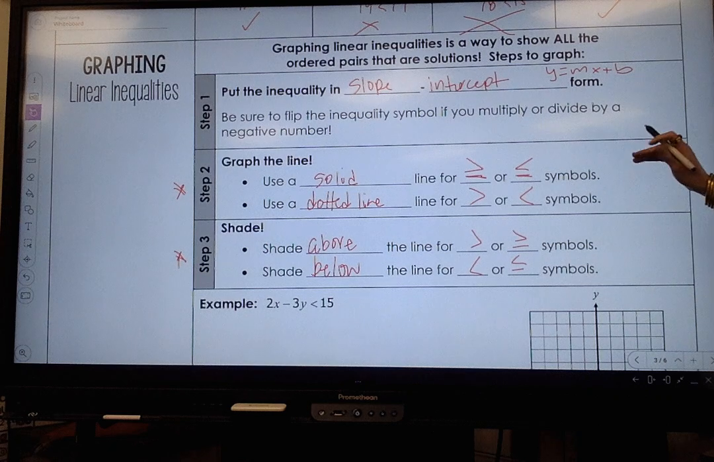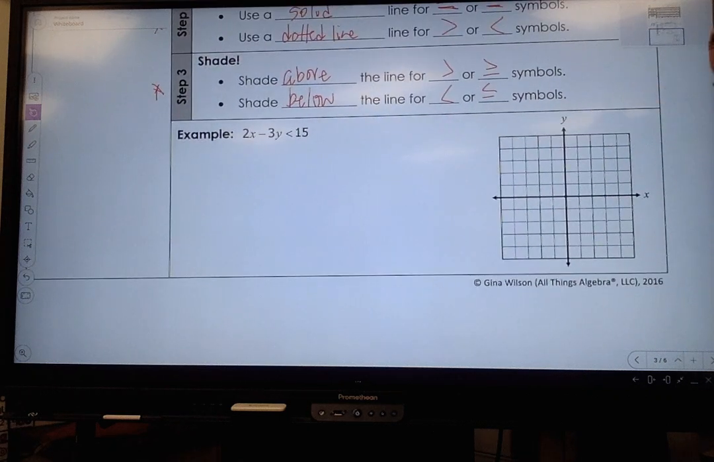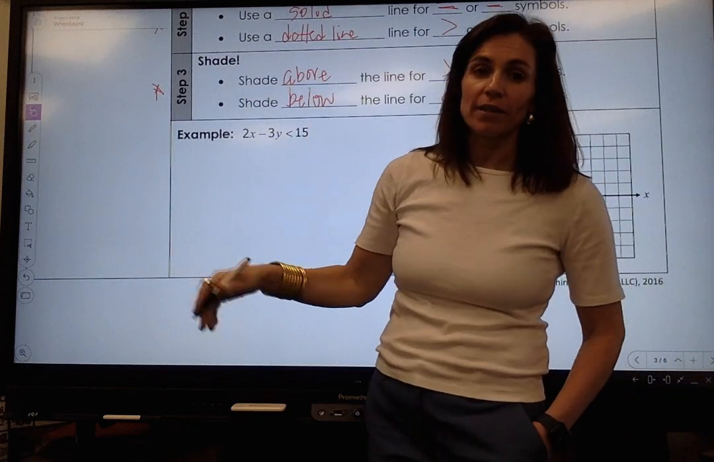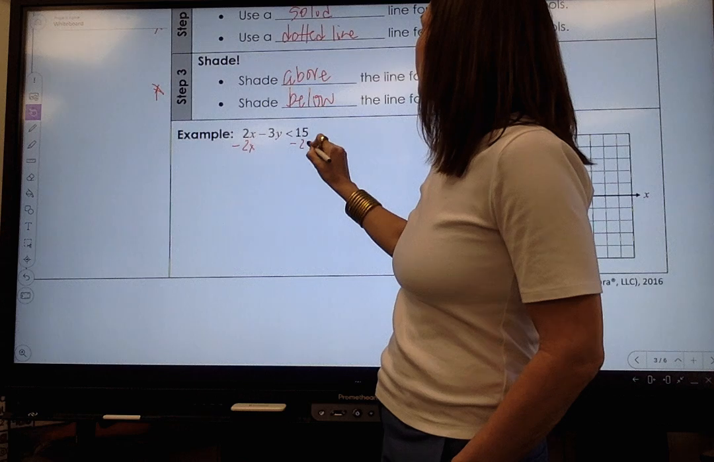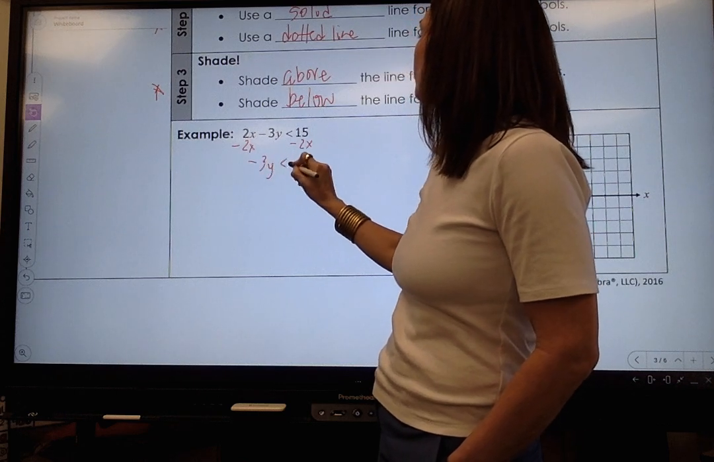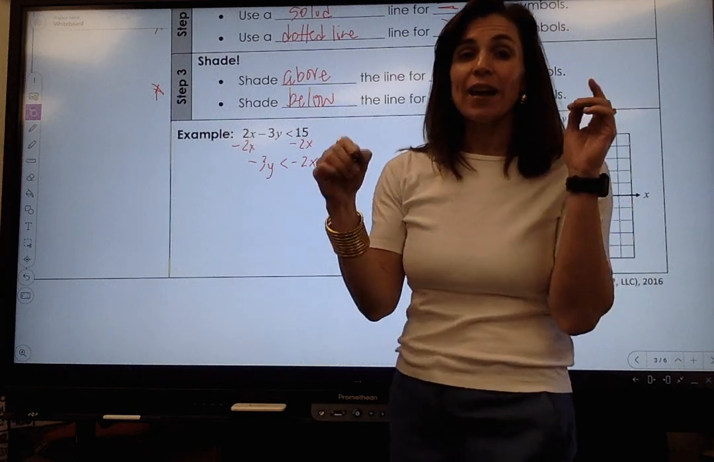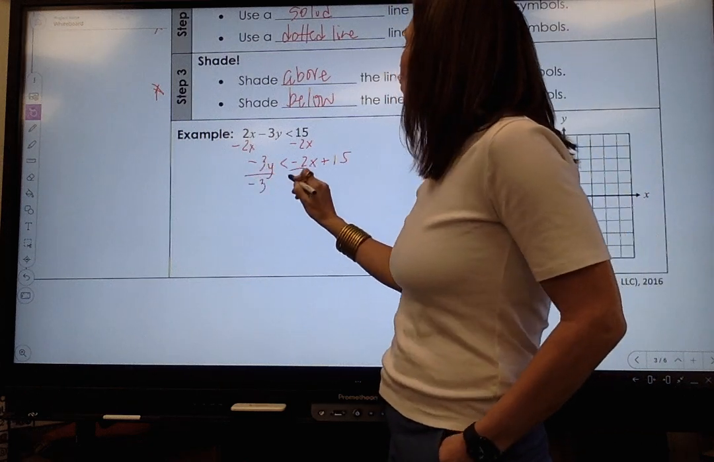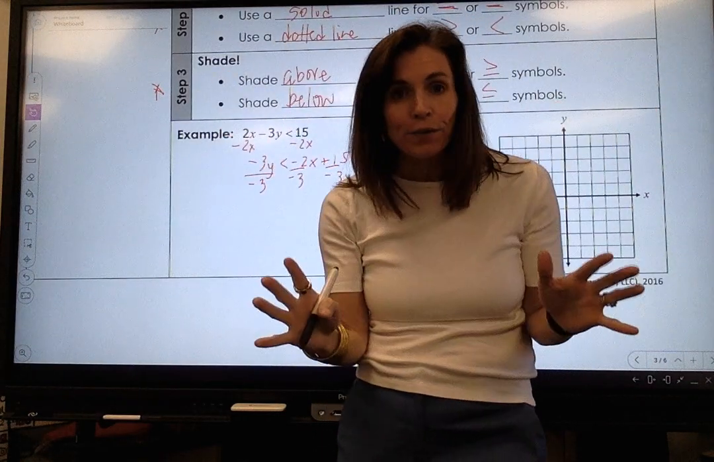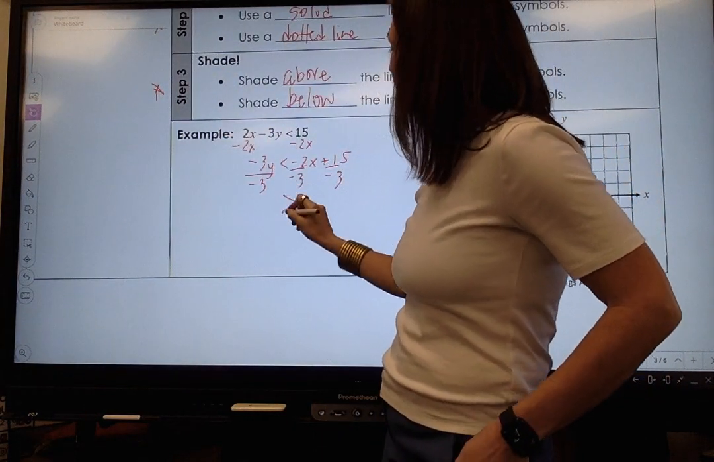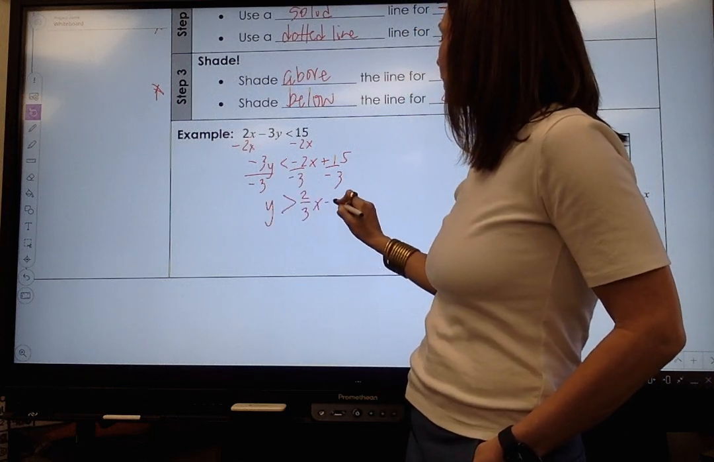Let's do this example together. My first step is I have to get y by itself. I have to get it in y equals mx plus b form. So I'm going to subtract 2x on both sides. I get negative 3y is less than negative 2x plus 15. To get y by itself, I divide by a negative 3. You are dividing both sides by a negative, so remember, you've got to flip your sign. This sign becomes greater than, and I'm left with y is greater than 2/3 x minus 5.